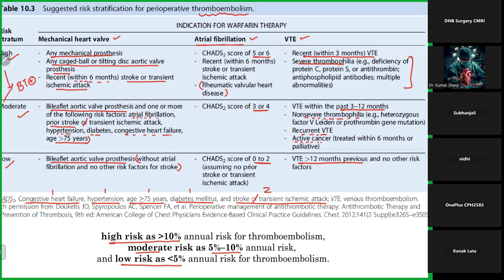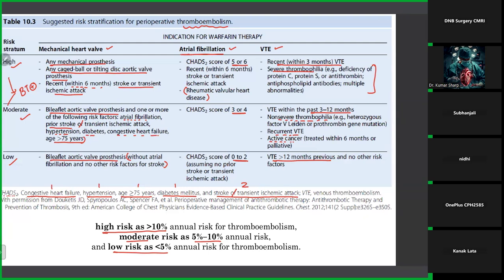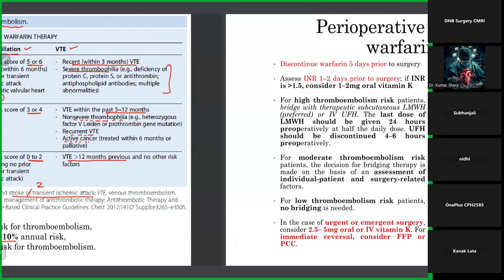So high risk, more than 10%, moderate risk, 5 to 10%, low risk, less than 5%. For high and moderate, we have to prefer bridging therapy. So what will be the bridging therapy in such a case?